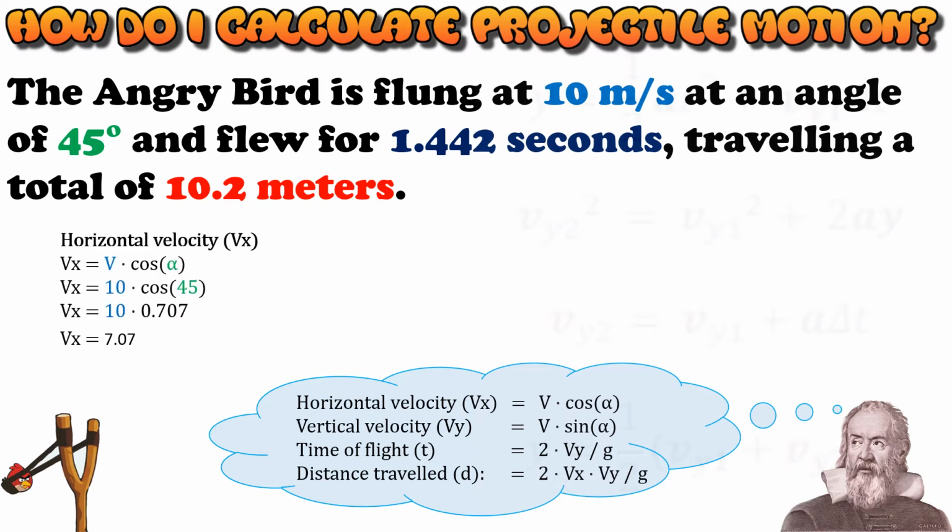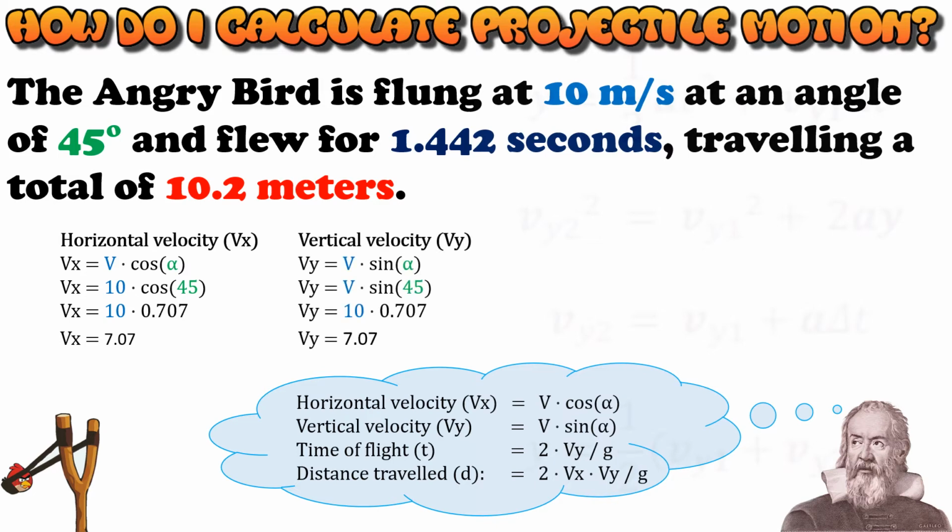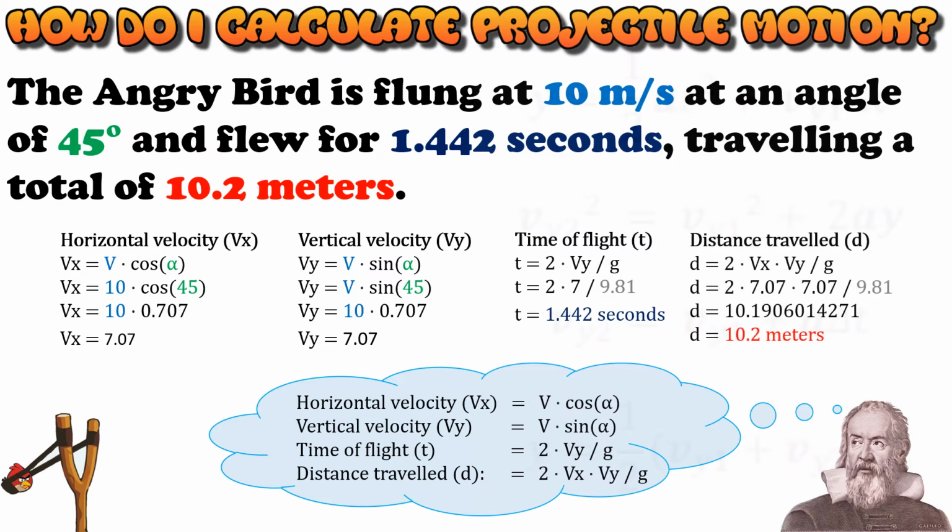Once again, we can plug in the formula and get 7.07. Plug in the formula for vertical velocity and get 7.07. We can calculate the time of flight, and we can calculate the distance traveled, which is 10.2 meters.